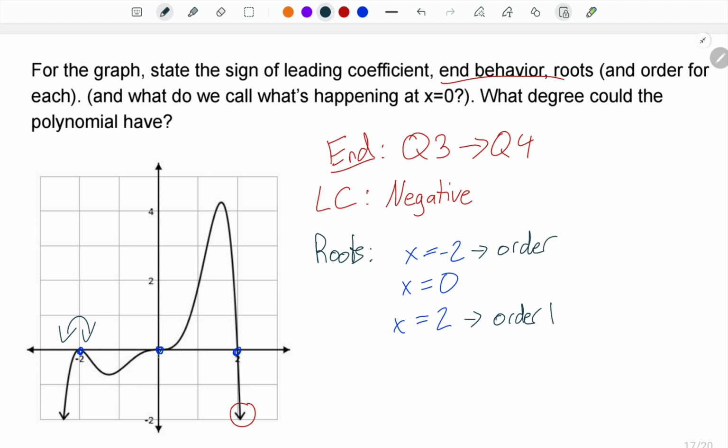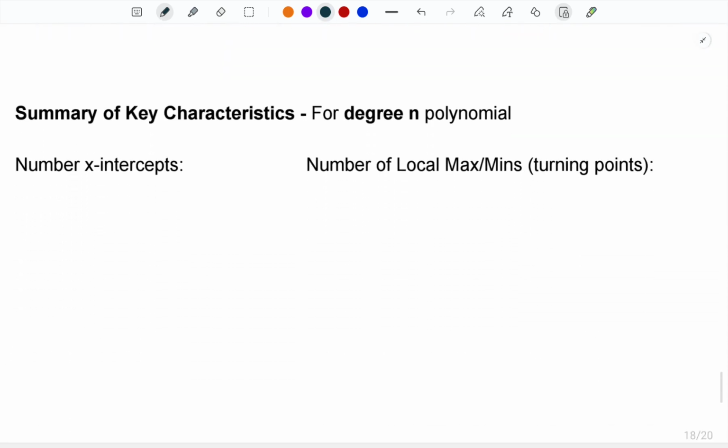And if we take a look at 0, well, 0 has kind of that cubic shape to it. So it's flattening at 0 and then continues onwards. That's actually going to tell us it's order 3. So there we have it. That's how we can look at a graph and determine the orders of those roots. All right.